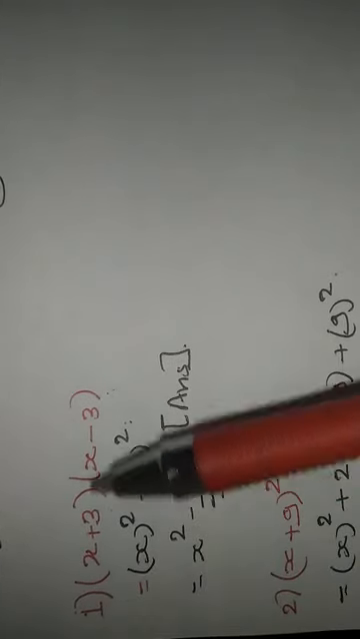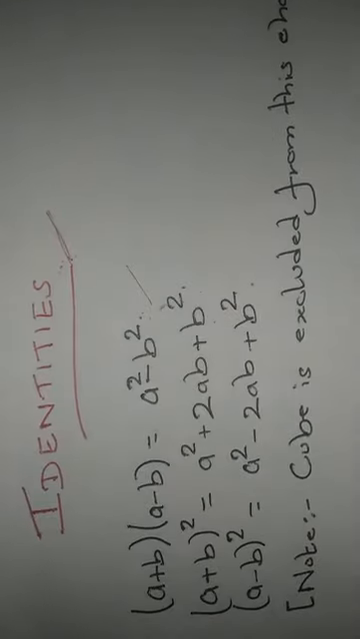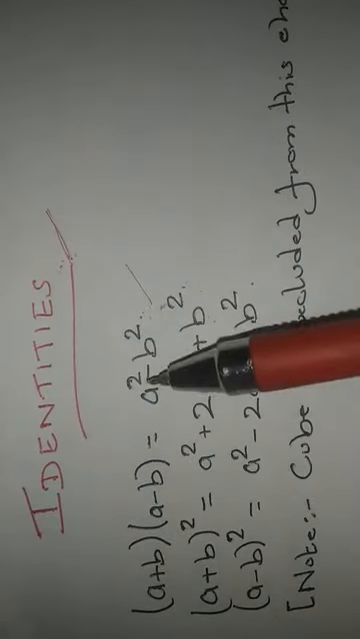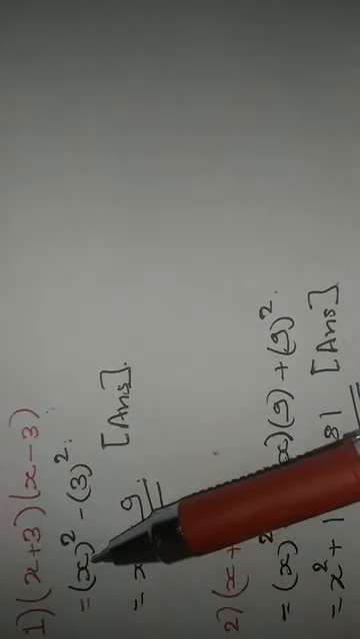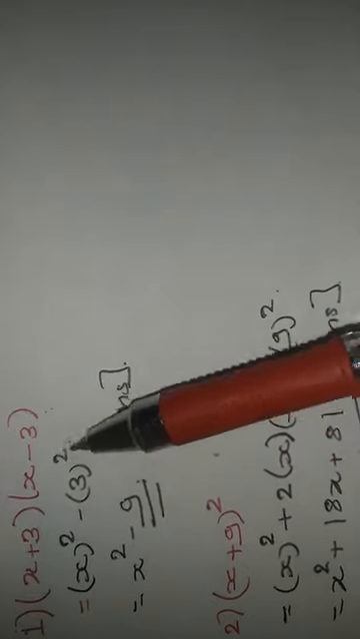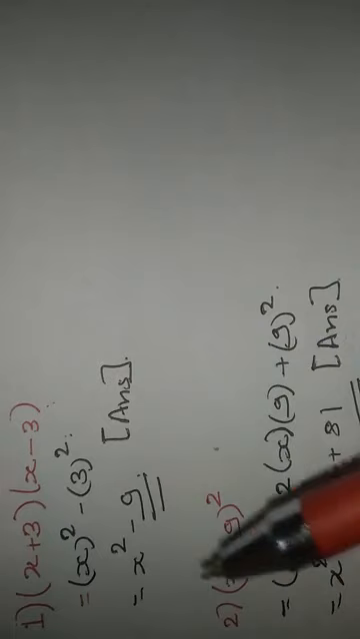(x + 3)(x - 3). If you notice, it is in the form of (a + b)(a - b). That means this form, so I'll apply this formula. Let us see what happens. Our a is x, so x² - 3². So x² - 9. So this is the answer. Don't forget to write the answer in your bracket.